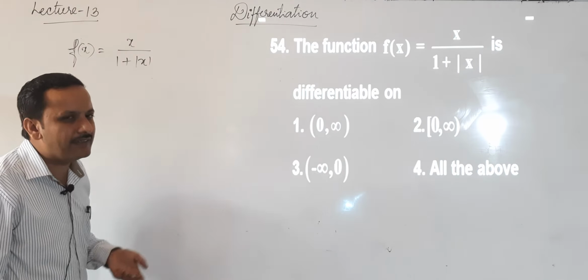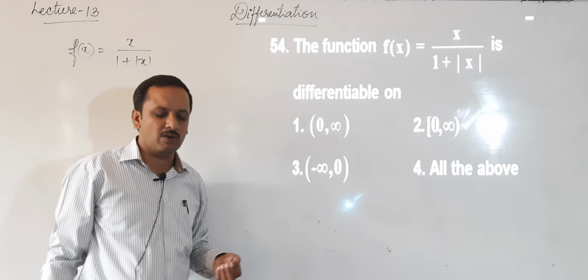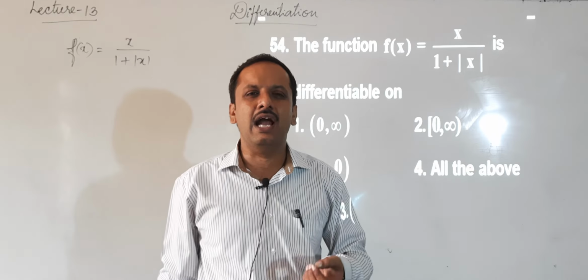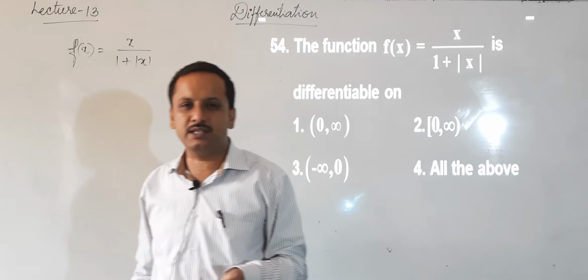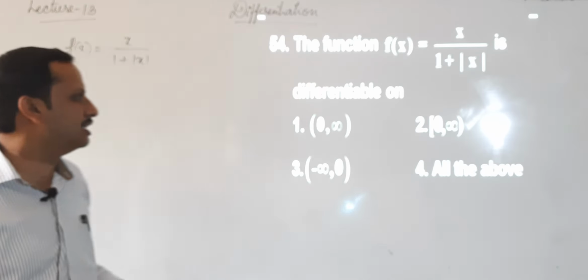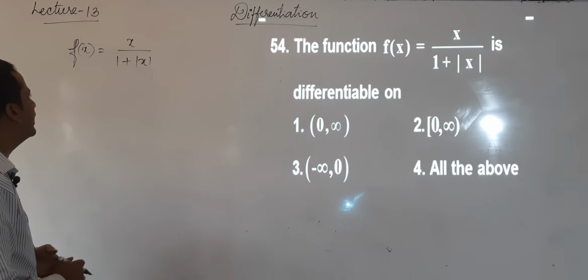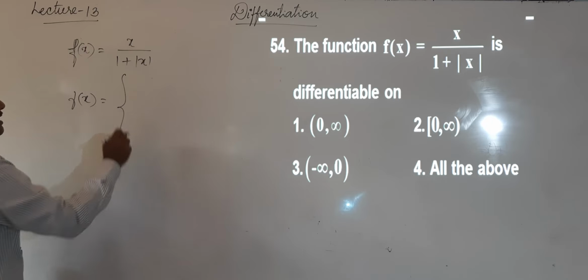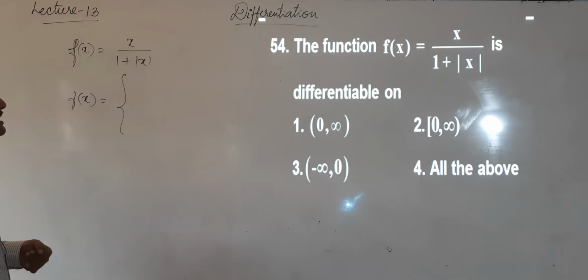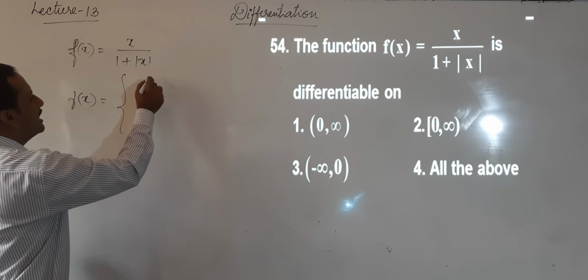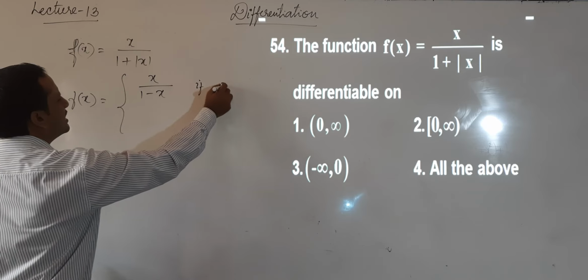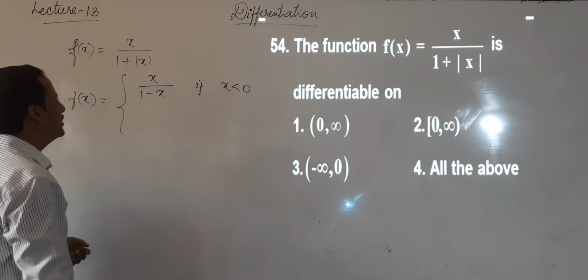Then the other thing that we need to take care, whenever we come across mod x, we need to test the differentiability at 0. Let us see what happens at 0, whether it is differentiable or not. So, for that I will consider two cases, when x is positive and when x is negative. When x is negative, mod x is defined as minus x. So, this function will be x by 1 minus x if x is less than 0.